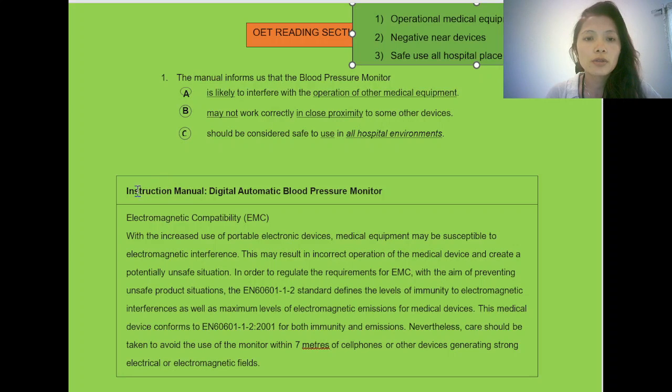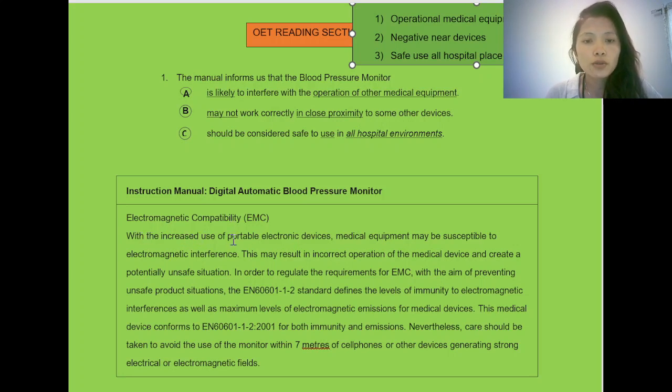Actually, some of the answers will be clearly in here only. So try to read that one. Instruction manual, digital automatic blood pressure monitor. So electromagnetic compatibility, EMC. So they are talking about the EMC of these things. Try to remember that one. Now we go with the reading.